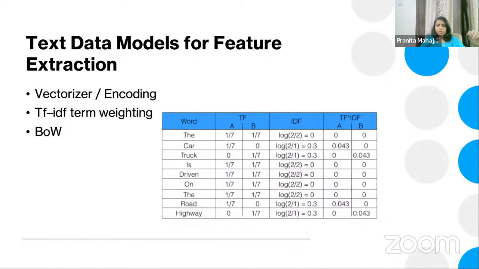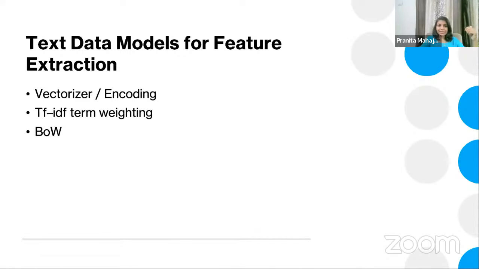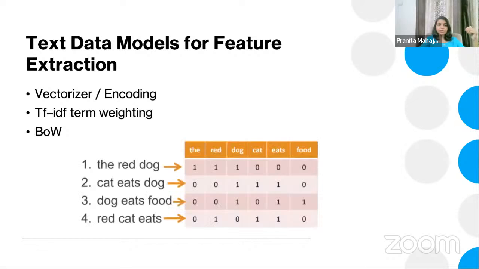Now, there was another evolution in finding out the features from our text data, and that was bag of words. So in the bag of words, what are we saying? We are representing the bag. It is the literal meaning, that we have a bag of words.